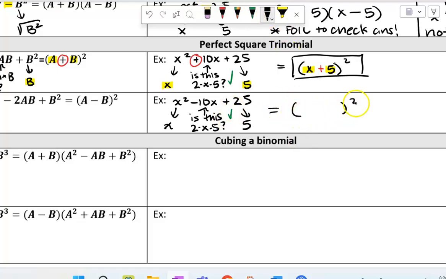We can place this into our pattern, stealing the first sign that we see, which would be the minus sign. Again, always ignore the second sign. You're only looking at the first sign to decide what goes in here. Take the square root that we found at the beginning, x and 5, and keep them in their order. This would be a perfect square trinomial.